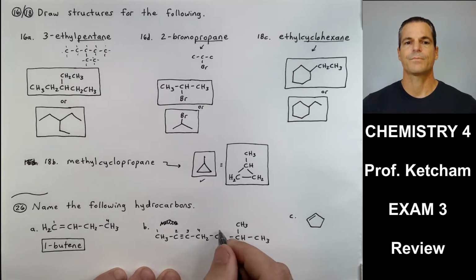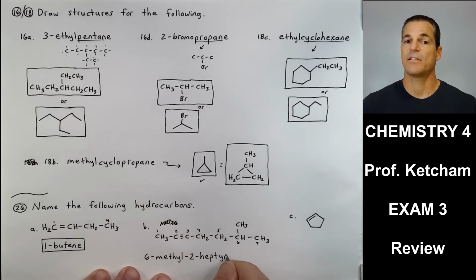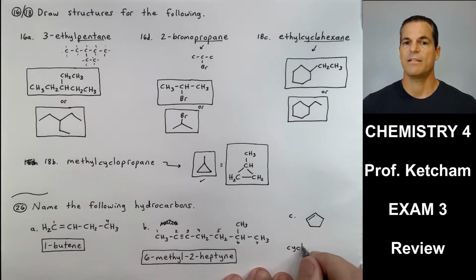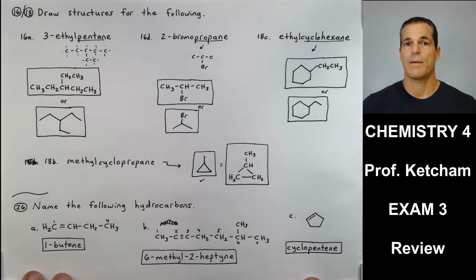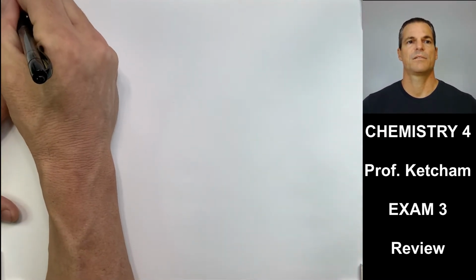For B, the numbering must begin from the left, closest to the alkyne end. That makes it a 6-methyl, okay, not a 2-methyl. So it's 6-methyl 2-heptyne. Last one, cyclopentene. Please pay attention to where I put dashes and commas when I'm naming my compounds.